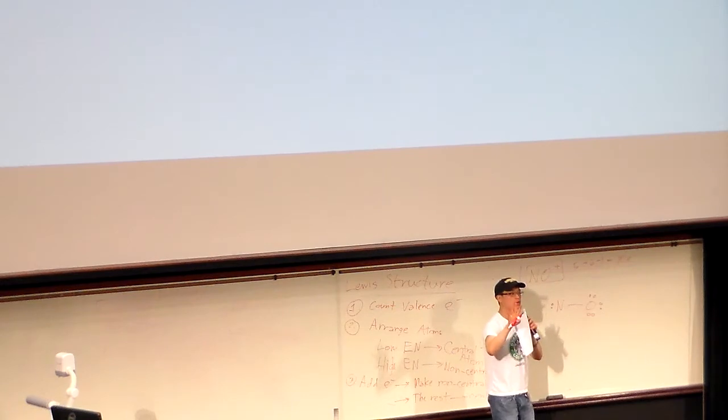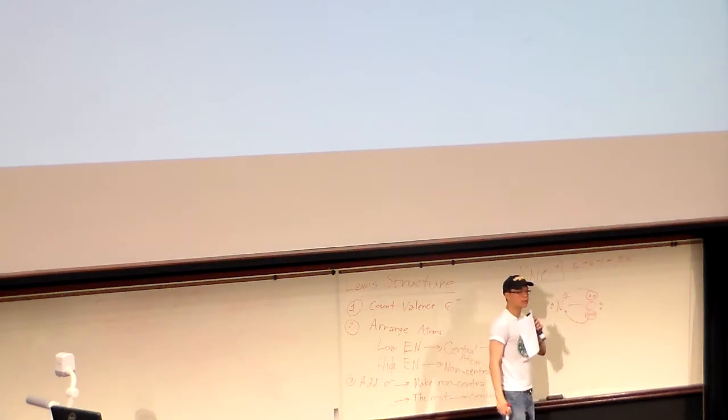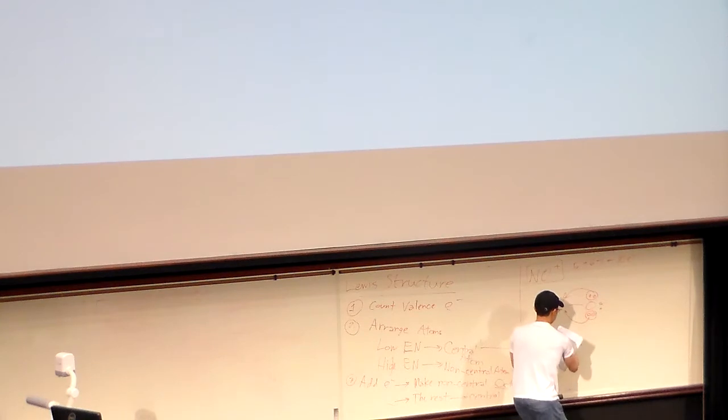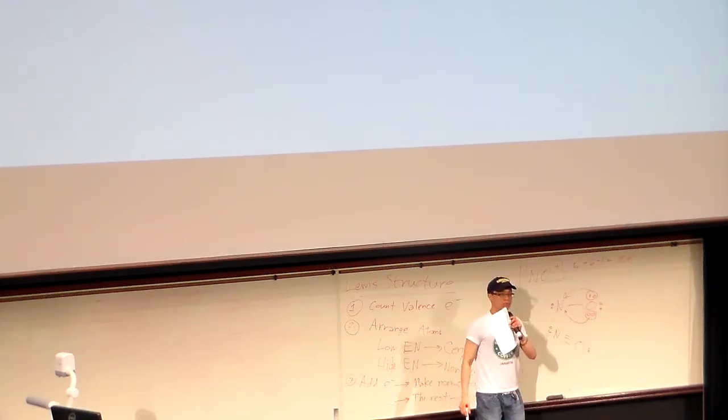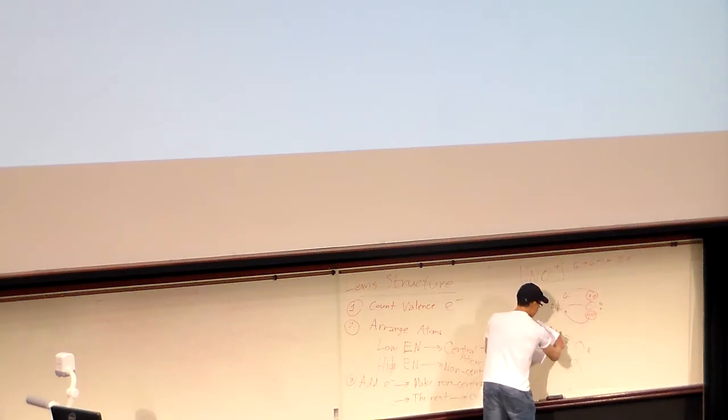What do we do? Take a lone pair from the double bond, another lone pair from the triple bond. Need 4 more, so give 1, 2, 3, 4. So you should get a triple bond. Alright, make sure everything is octet. Oxygen: 1, 2, 3, 4, 5, 6, 7, 8. Octet, happy. Nitrogen: 1, 2, 3, 4, 5, 6, 7, 8. Octet, happy.